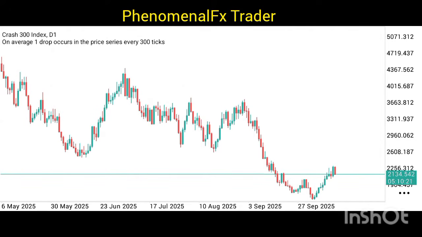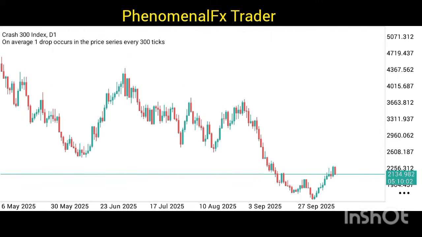So in today's video we're going to be analyzing Crash 300 index. So all you have to do is to watch this video till the end. By the end of this video we will find a high probability trade setup that can give us some good profit. Mind you, this is a very volatile pair. So if you want to take any entry with this pair, make sure you have a reasonable account size.